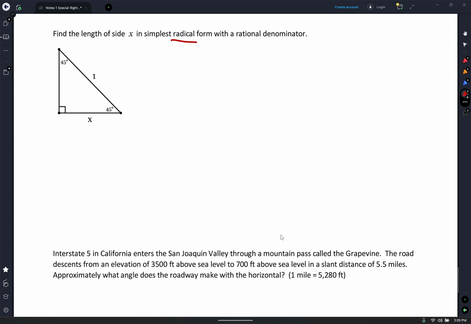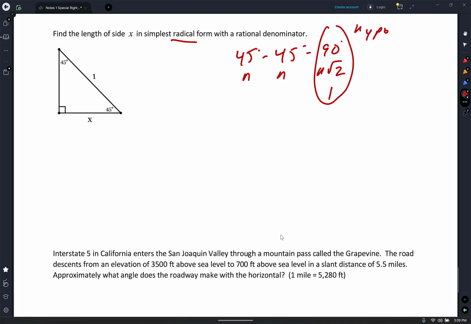So here we go. All that means is they want x. It's a 45, 45, 90 triangle, so I'm going to write that here: 45, 45, 90, n square root of 2. And I'm trying to figure out what x is. So I'm going to put a 1 right below the n square root of 2 because that's my hypotenuse. This is a hypotenuse, right? So I'm going to write n square root of 2 equals 1.